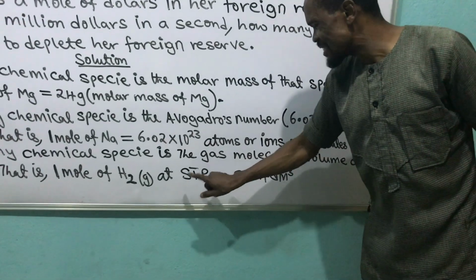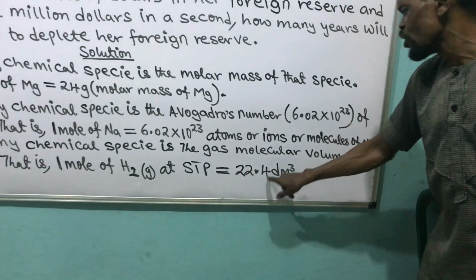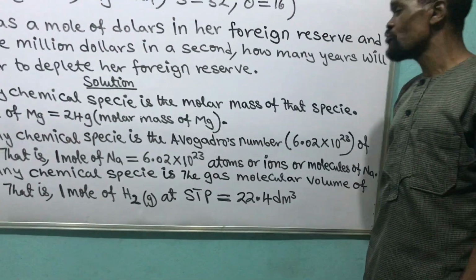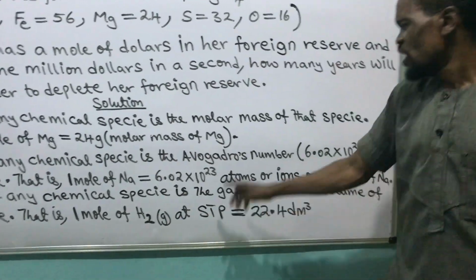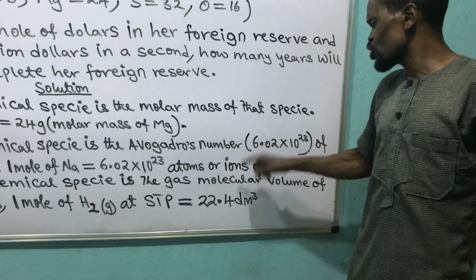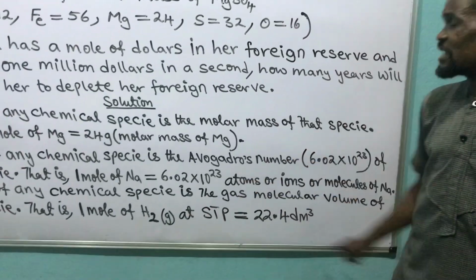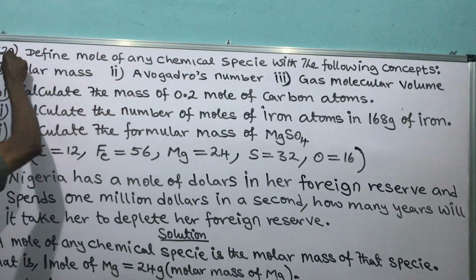is equal to 22.4 dm³. That's what we mean by molecular volume. We said 1 mole of any chemical species is the gaseous molecular volume of that species. And that's our answer for this question A.